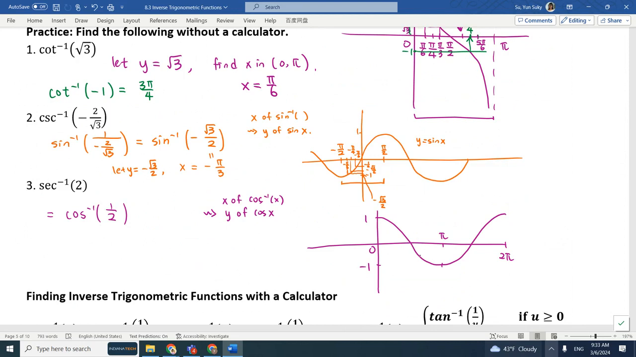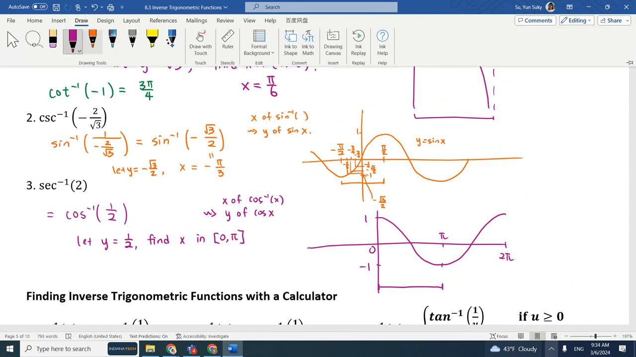Okay, so here we let y equal 1/2. And we want to find the x in the interval for cosine. The 1 to 1 piece we look at is from 0 to pi. Remember the 1 to 1 piece? We have to restrict the domain to the 1 to 1 piece. Then we can find the inverse function. We must start with a 1 to 1 function.